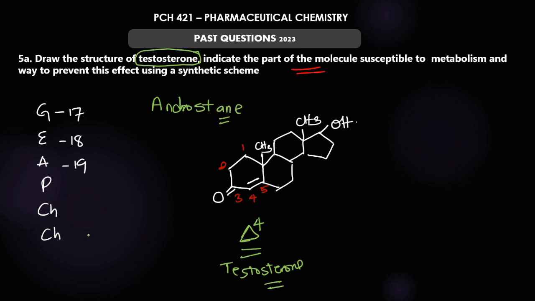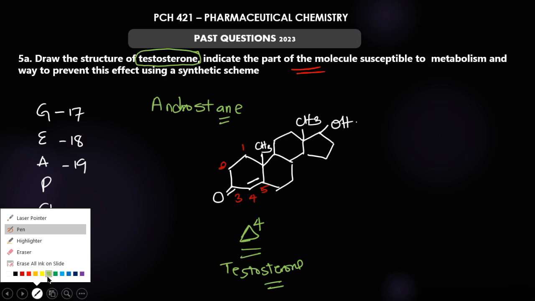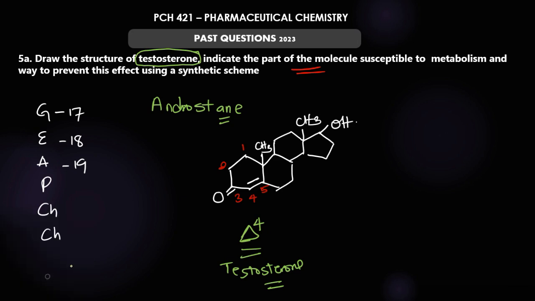indicate the part of the molecule susceptible to metabolism. Now, the part of the molecule that is susceptible to metabolism in this structure is this group here. This OH group here is susceptible to metabolism. It can be oxidized to ketones. And oxidation to ketone reduces the activity. Is that fine? Most times it's better in that form. So that is the part of the molecule that is susceptible to metabolism.